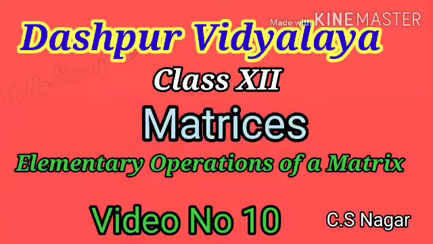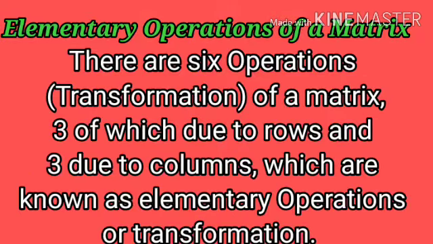Hello everyone, this is my video number 10 on matrices, and in this video we will learn about elementary operations of matrix. There are a total of 6 operations on a matrix, 3 of which are due to rows and 3 due to columns, and they are known as elementary operations or transformations.